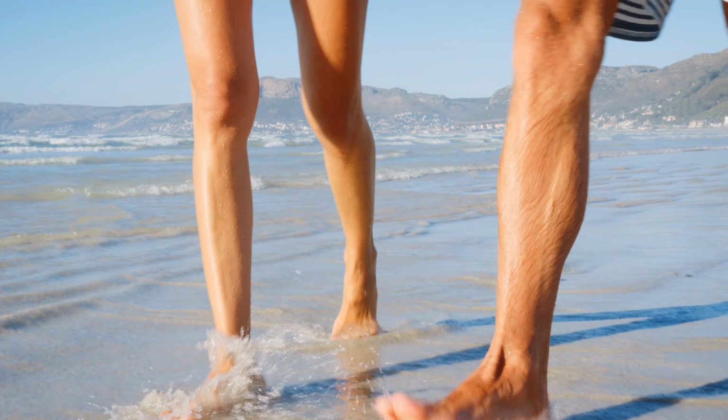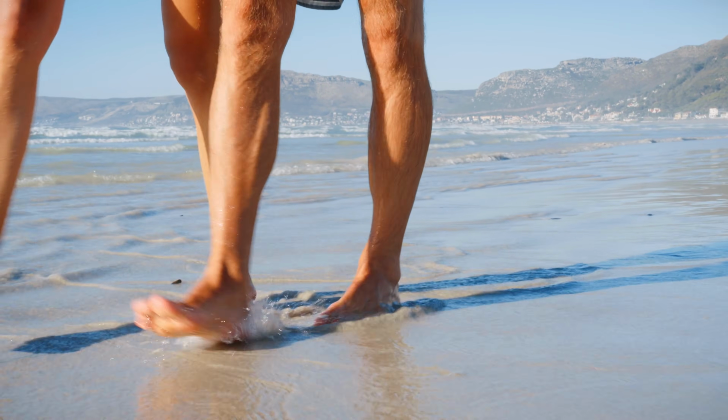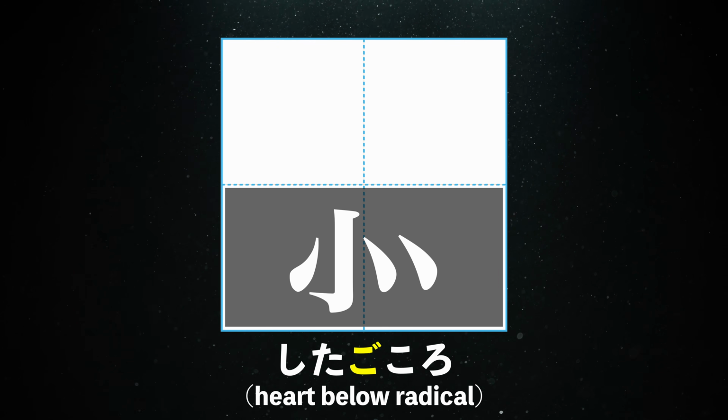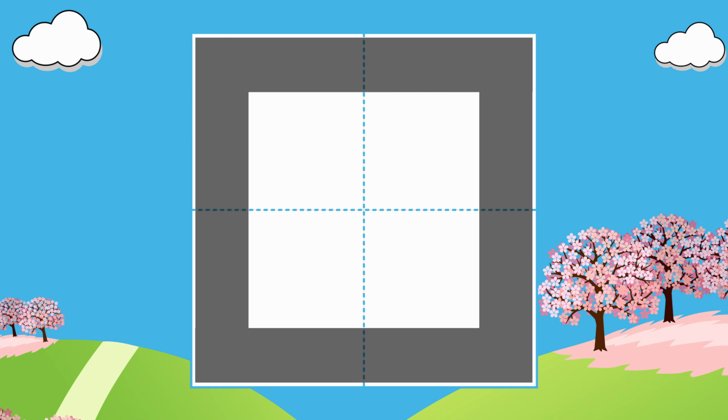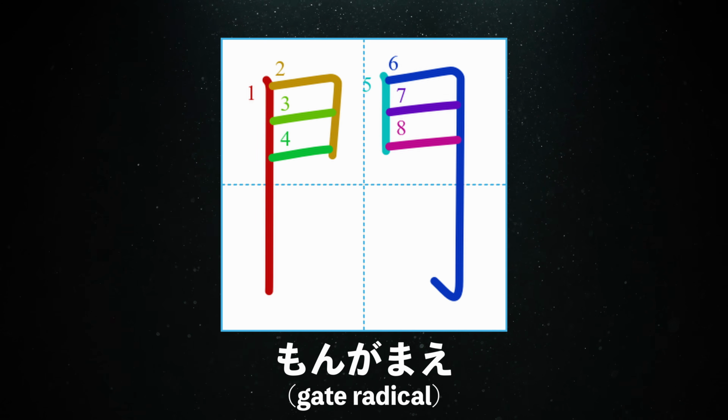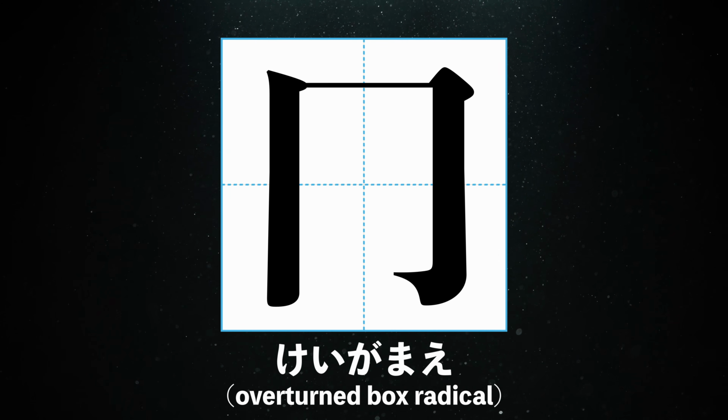Ashi means legs or feet, so of course these show up on the bottom of kanji. There aren't many of these, but they include radicals like dekka, hitoashi, and shitakokoro. Kamae are radicals which enclose a kanji on at least 2 sides. This can be almost any 2 sides, or more than 2 sides. Some examples are mongamai, hakogamai, and keigamai. Many of these contain the word kamae or gamai, as I'm sure you noticed.